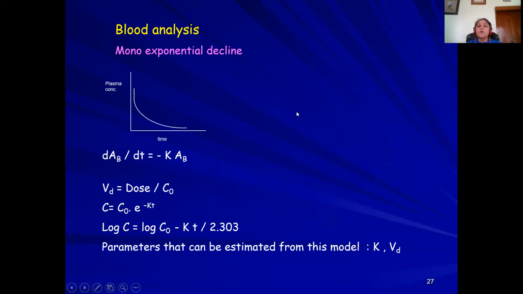Now, there are two ways of representing the data. One is using blood analysis, using the blood samples. When you collect the blood samples in patients who have been administered the drug via IV bolus, and you determine the concentrations of the drug in the blood plasma samples and plot a graph between time on the x-axis and plasma concentration on the y-axis, you get a declining graph like this. This is known as mono-exponential decline.